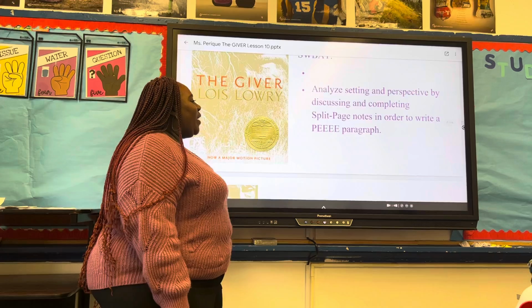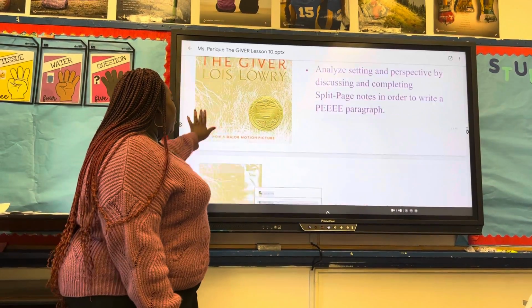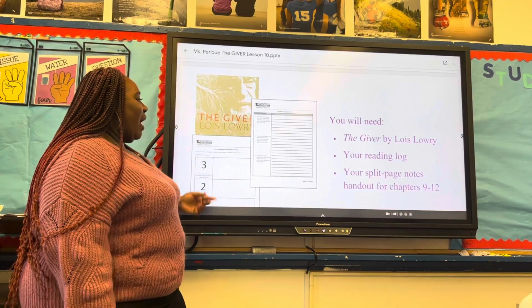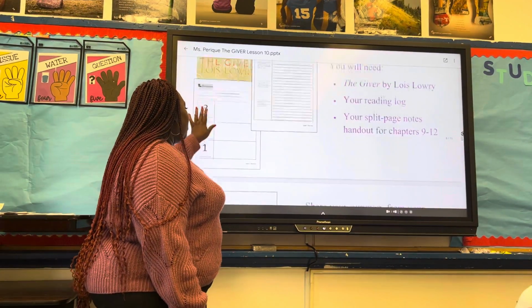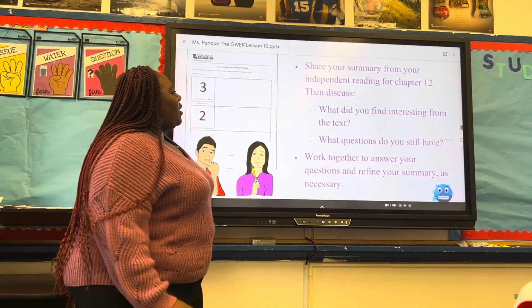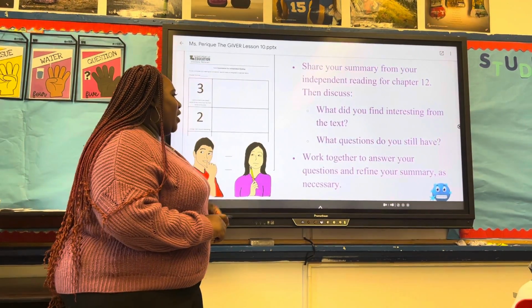We're going to ask our split page notes, and we're going to continue to use that to write our P paragraph. You have on your desk your reading log, your novel, The Giver, and your split page notes, chapters 9 through 12. Let's answer our independent reading for chapter 12.